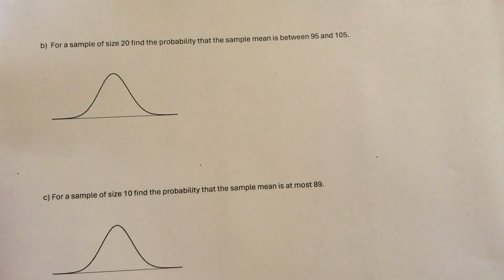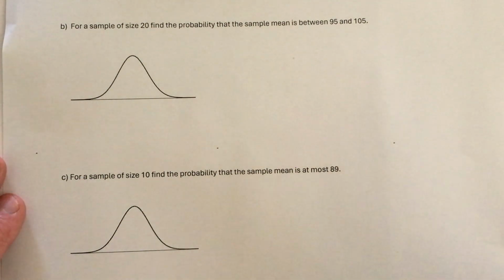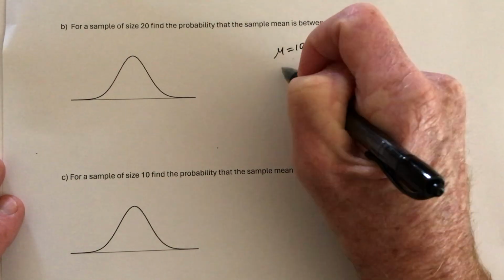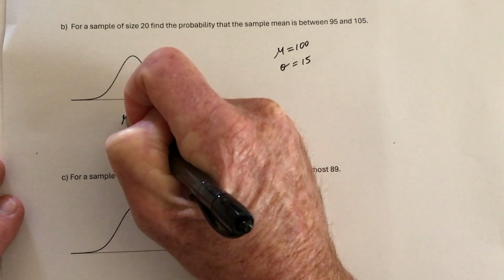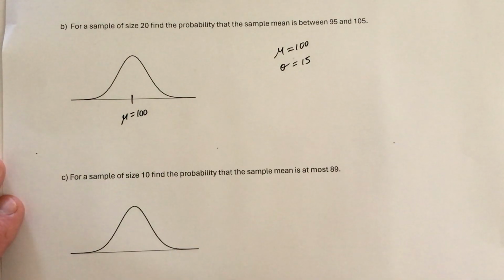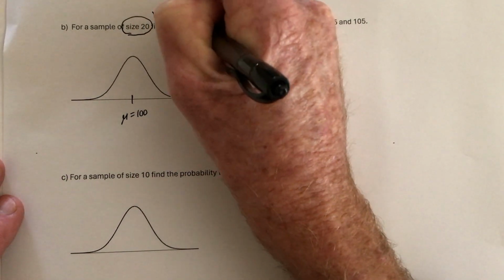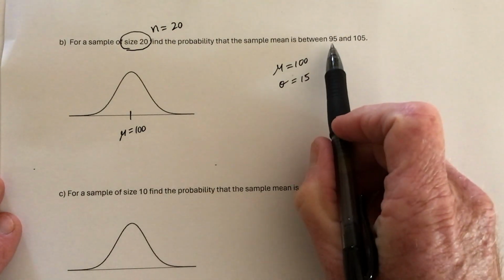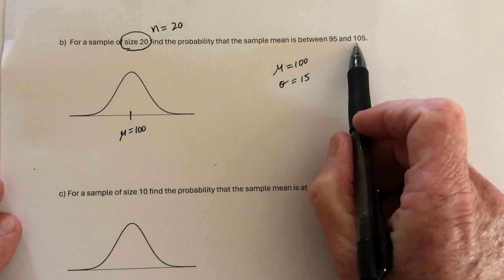And then for the next example, I'm still using that the mean is equal to 100 and the standard deviation is equal to 15. So that means 100 goes in the middle. This time it's a sample size of 20, so n equals 20. And then find the probability that their sample mean is between 95 and 105.